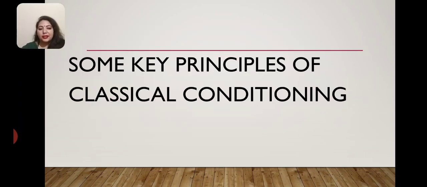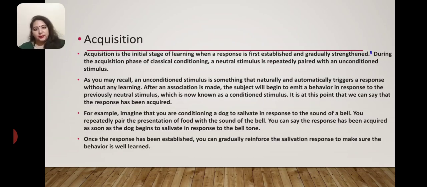Some key principles of classical conditioning here. Acquisition. Acquisition is the initial stage of learning where a response is first established and gradually strengthened. During the acquisition phase of classical conditioning, a neutral stimulus is repeatedly paired with an unconditioned stimulus. As we may recall, an unconditioned stimulus is something that naturally and automatically triggers a response without any learning.